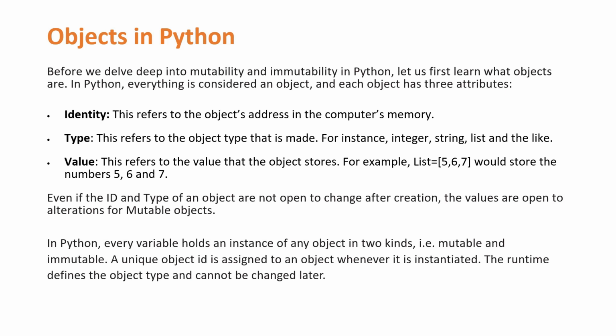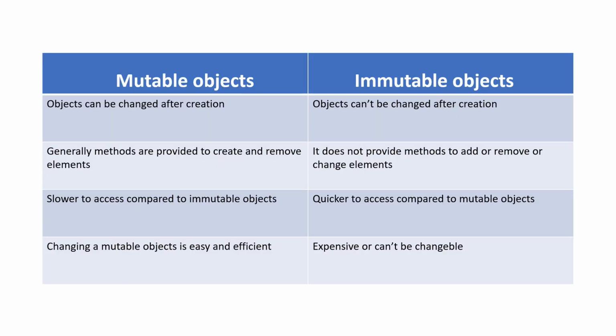So what we have to understand is that the unique identity is identified whenever initialization happens, and type is identified at runtime. These both are not changeable throughout the program. Value is changeable. Value can be changed for mutable objects. In immutable objects, it is not changeable. We have to be clear with this: mutable objects and immutable objects.